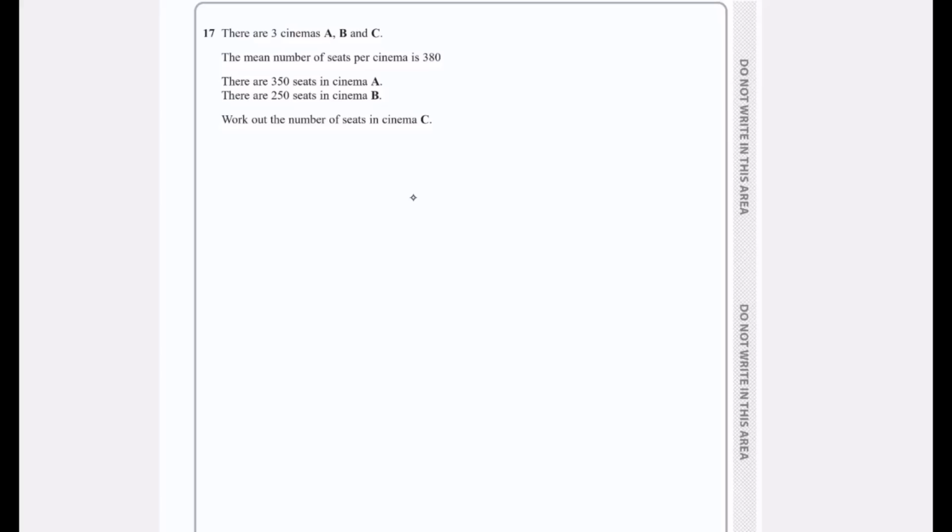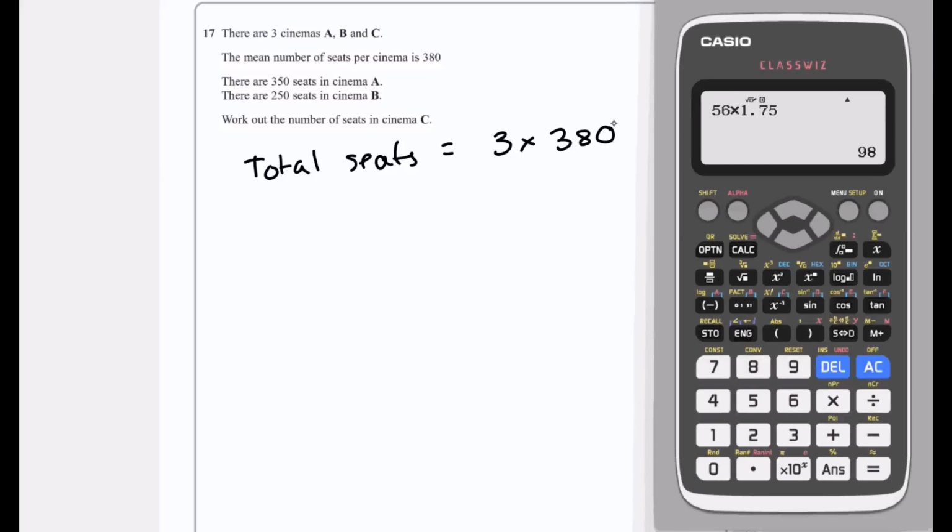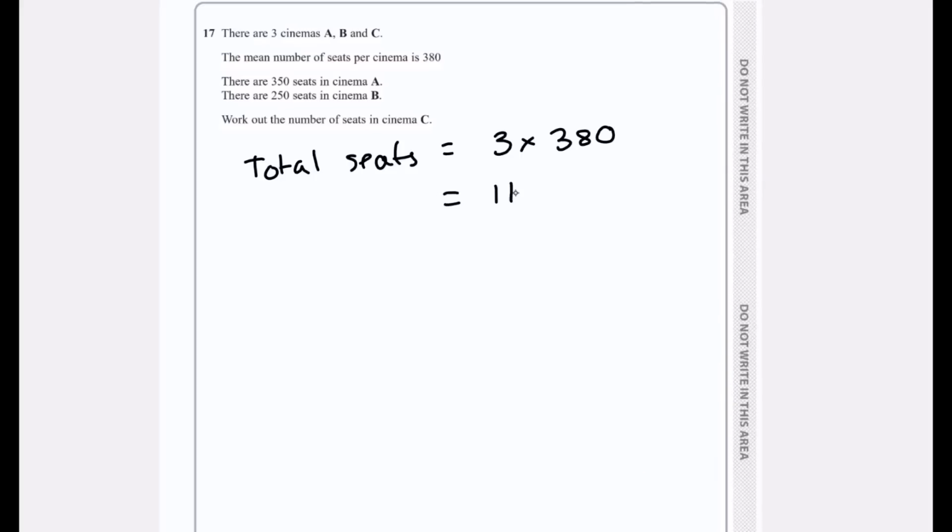Question 17. There are 3 cinemas, A, B, and C. The mean number of seats per cinema is 380. So if there are 3 cinemas, the mean number of seats is 380. That means the total number of seats is 3 times 380. And that is 1,140. So there's 1,140 seats in total.